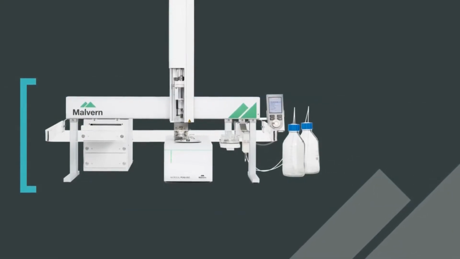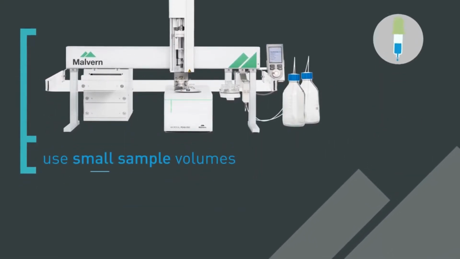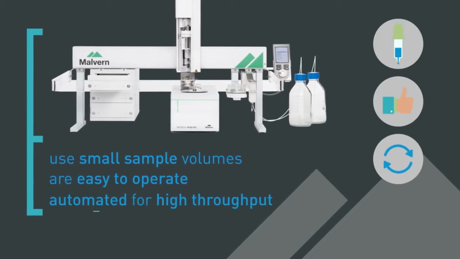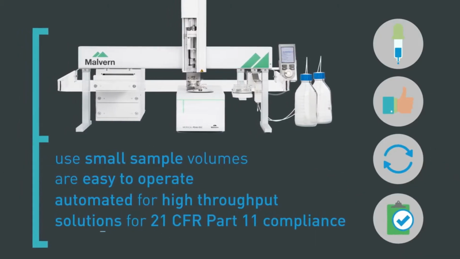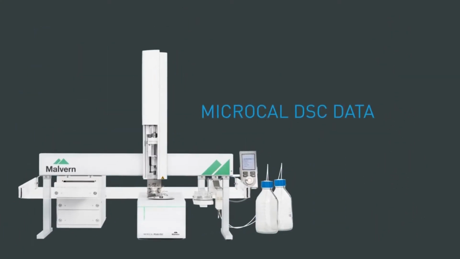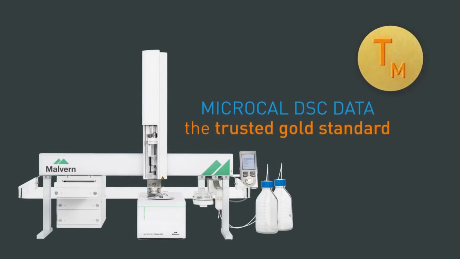Using DSC equipment, Malvern's MicroCal PEAQ-DSC systems use small sample volumes, are easy to operate, and can also be automated for high throughput, with solutions available for 21 CFR Part 11 compliance. MicroCal DSC data is the trusted gold standard.